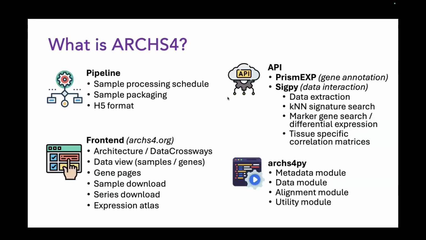So what is ARCHS4? As I mentioned before, the thing in the background that users probably don't interact with as much is the pipeline. This was completely revamped from the old version. Now this runs completely automated, and it discovers new samples automatically, schedules them for alignment, and then automatically packages the data into H5 files, and then makes them available for download.